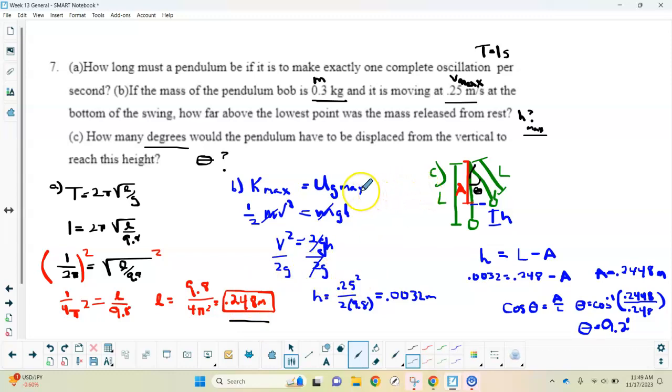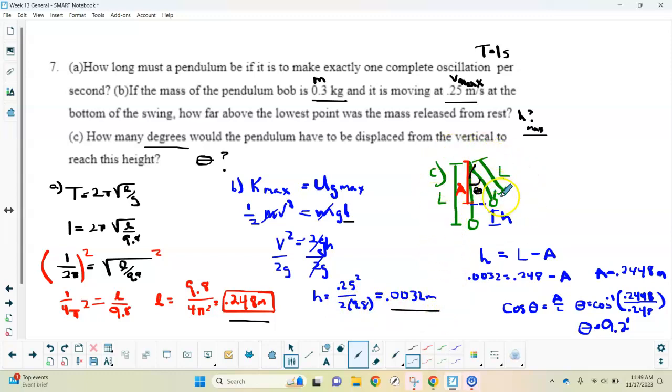For the energy idea, the kinetic energy maximum when it's at the bottom of the swing is equal to the potential energy maximum that it starts at, whatever this maximum height is, which is what we're solving for. Again, you could use the mass that I gave you, or you could just be smart and say, oh, it just drops out anyway. So 1/2 v squared equals gh. We're solving for h, so I'm dividing through by g. So it's the velocity squared over 2g. So 0.25 squared over 2 times 9.8. You get 0.0032 meters, which is a reasonable amount.